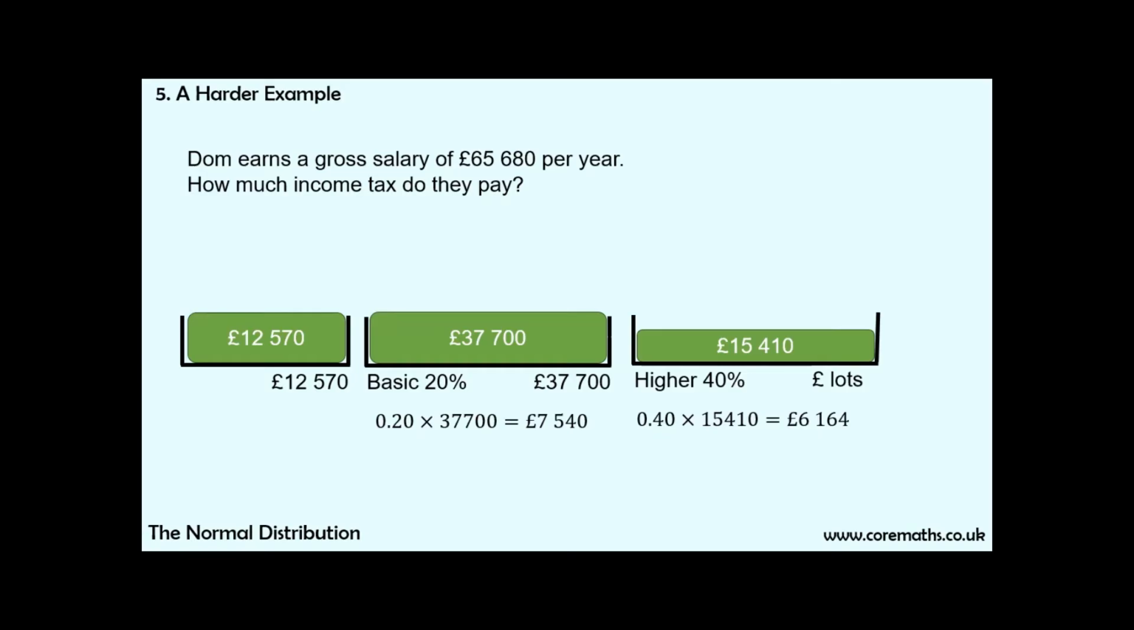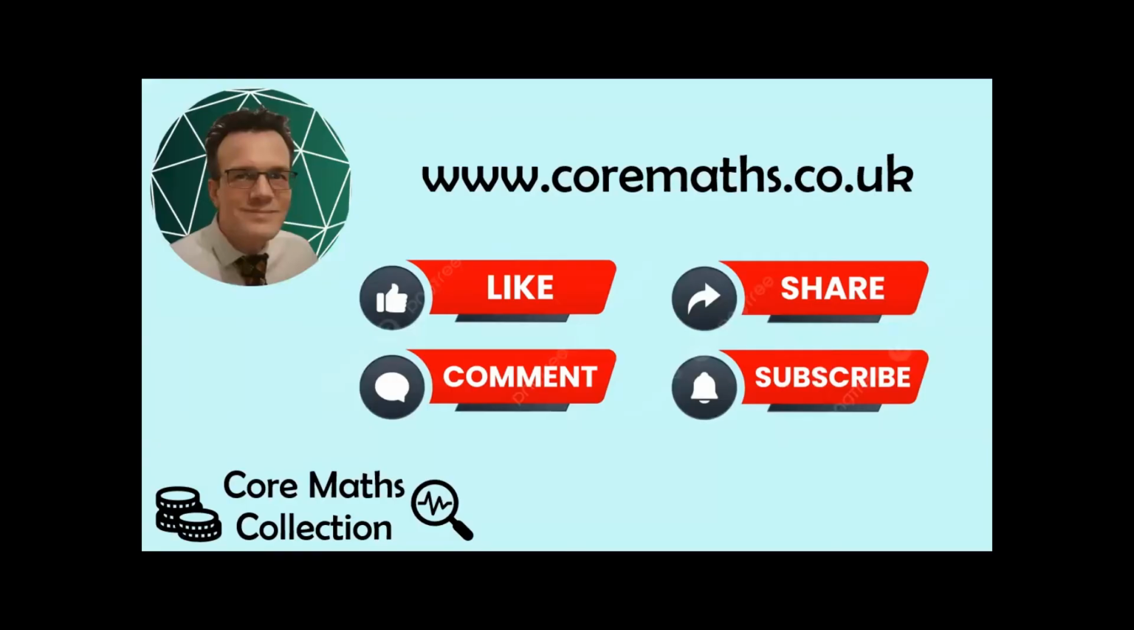So 7,540, 6,164, added together to give you your total income tax for Dom, £13,704.